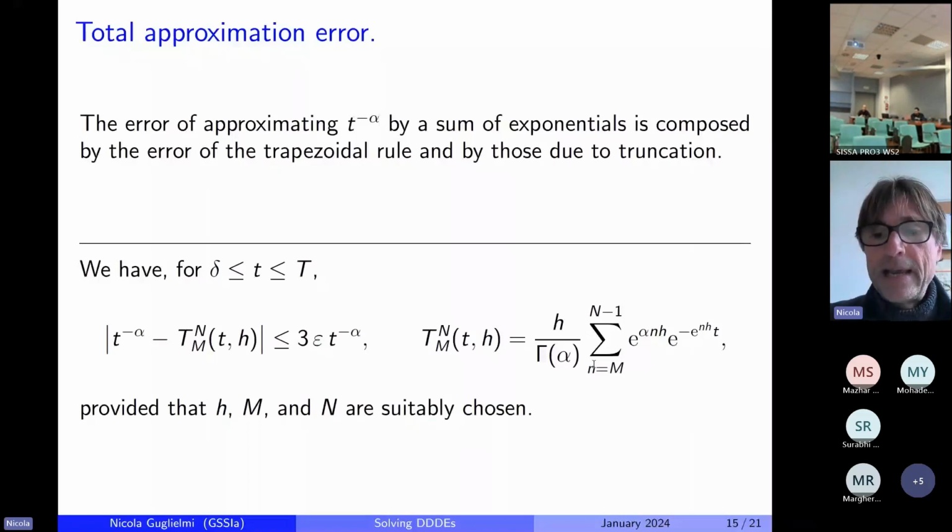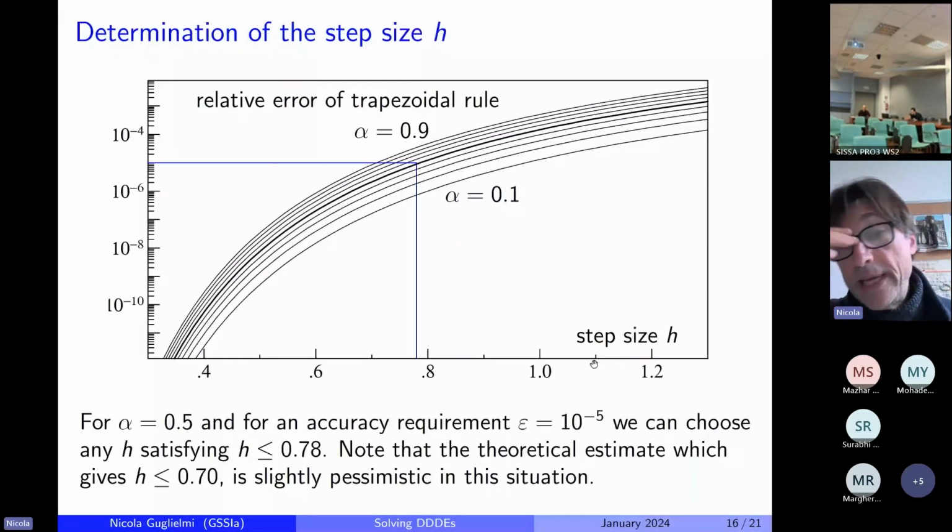When we have this, we can replace t to the minus alpha in the integral term and get a system of ODEs. So here, just a numerical experiment where we applied the trapezoidal rule. We computed the error in the approximation of t to the minus alpha, and we compared the h, which is on the abscissa in this picture, to the theoretical h, which we computed by our a priori estimates that I didn't detail.